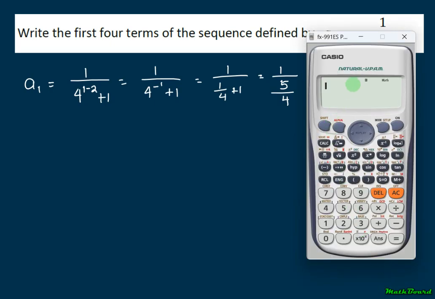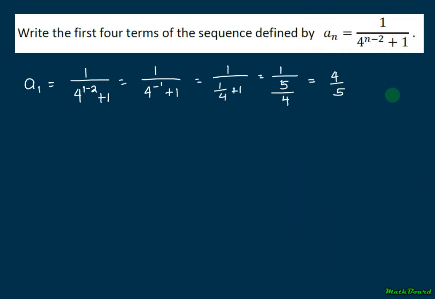Or if you want, you can just use your calculator. That is 1 divided by 4 raised to 1 minus 2 plus 1. And it will give you 4/5. Okay, so the second term will be a sub 2, which is 1 all over 4 to the 2 minus 2 plus 1. And that is 1 over 4 raised to 0 plus 1. We know that any number raised to 0 is always 1. So 1 plus 1, that is 1/2.